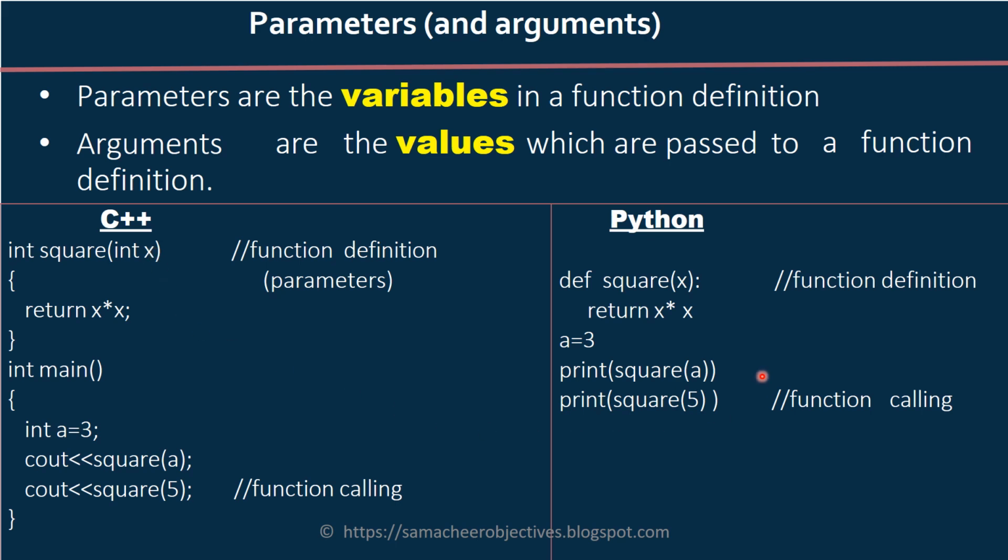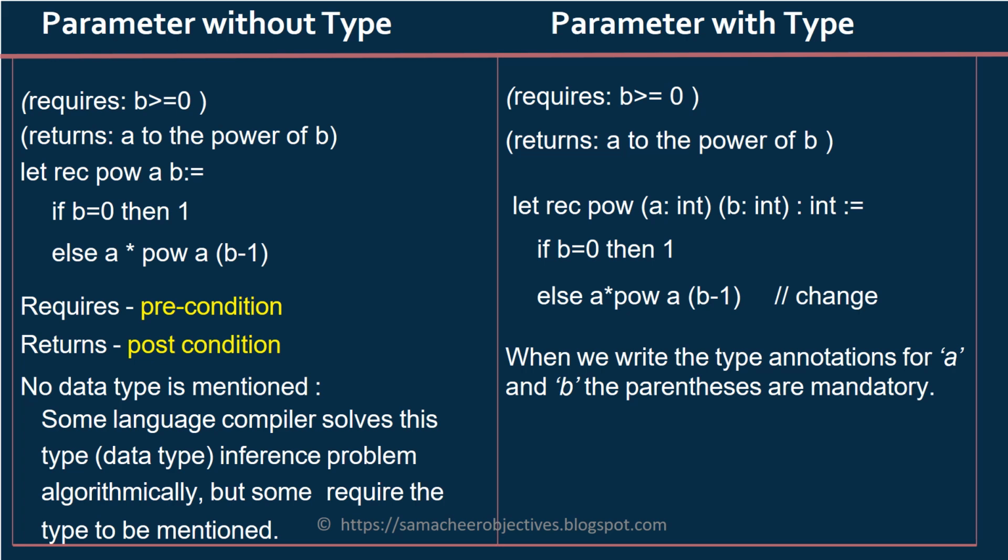The same program is written with Python also. Then parameter can be written without type and with type also. Okay. So while writing the pseudocode, there are certain rules. First we have to give the precondition. The function should start with the keyword let. If it is a recursive function, it will start with the keyword let rec. Since it is a recursive function, let rec keyword is used. Then POW, it is the name of the function. Then A and B, they are the parameters.